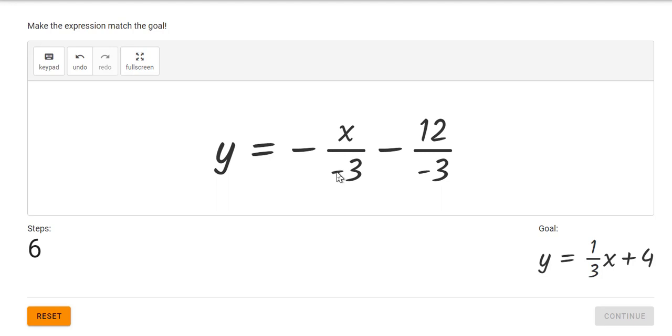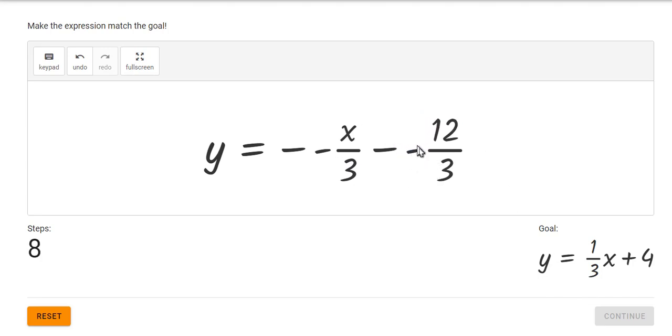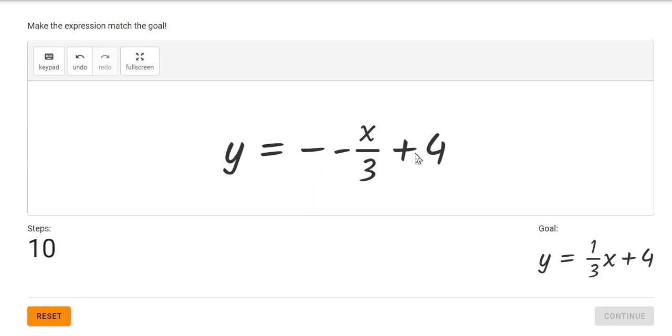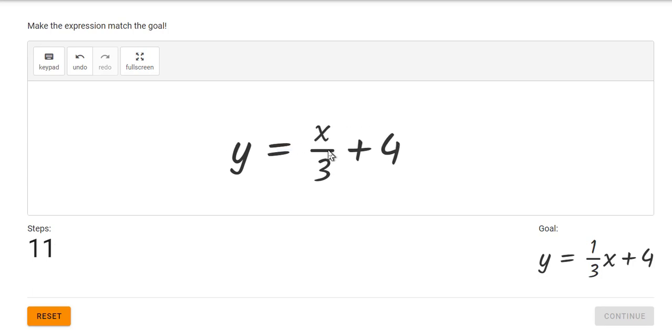Okay, so I'm going to move this negative 3 forward so that it's just x over 3. And I'm going to move this negative 3 forward because we like the negatives in front and not in the denominators. Okay, so let's see. 12 divided by 3 is 4. And a negative negative makes a positive. And a negative negative again makes a positive.